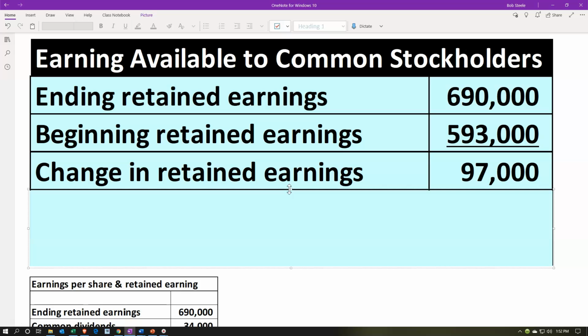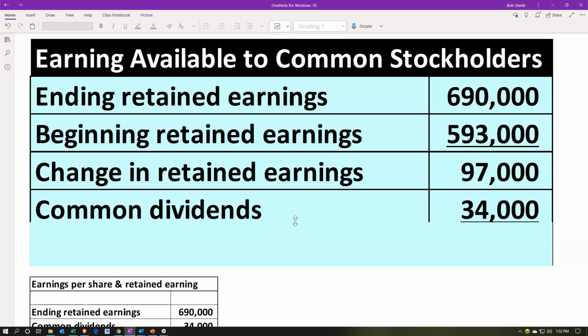You might say, okay, here's the ending retained earnings, here's the beginning retained earnings. The difference is going to be the change in retained earnings. And then you might say, well, what constitutes that change? Typically, it will be the net income on the income statement and any dividends that were paid out. Here we only have common dividends. We're not worrying about the preferred dividends, so we don't have any preferred stock in this problem.